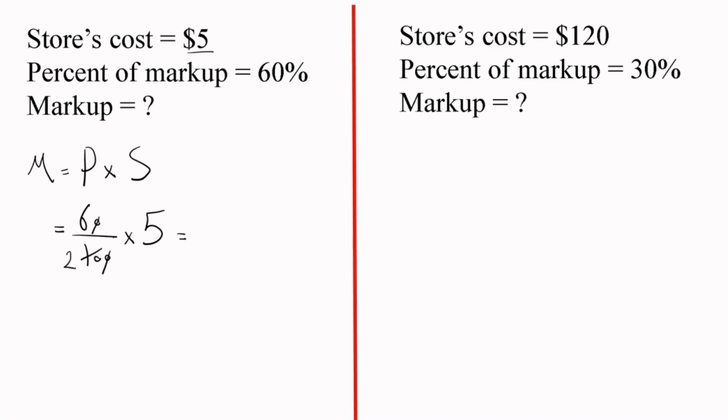It's going to be 2. It's going to be 1. And I can divide this one by 2 and this one by 2 as well. It's going to be 3. So markup will be $3.